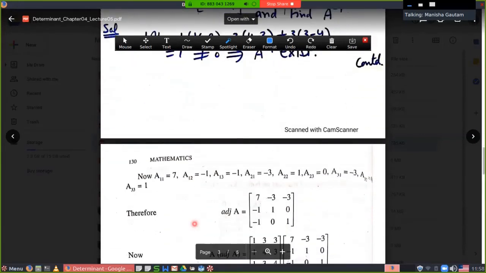Now here, for the inverse, you have to calculate the adjoint of the matrix. The adjoint of the matrix can be calculated by using cofactors. You have to calculate cofactors. Here I have written the cofactors. Put the cofactors and transpose them. It is already transposed. All the elements which would be in a row, A11, A12, A13, are written in a column. It means the transpose has already taken place. 7, minus 1, minus 1, minus 3, 1, 0, minus 3, 0 and 1. Here 0 is written.